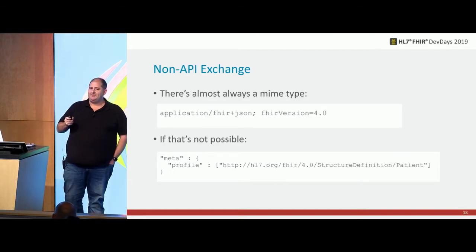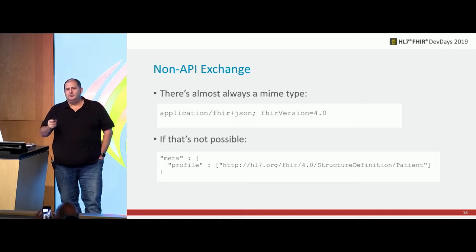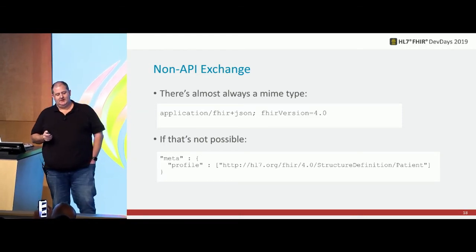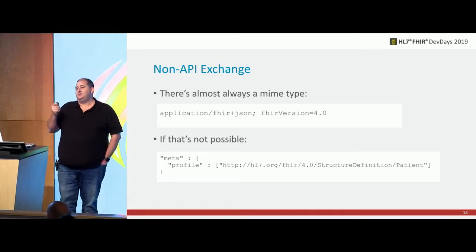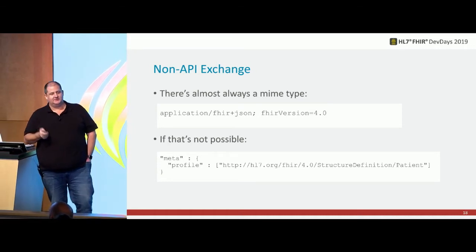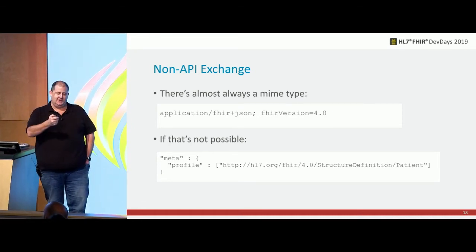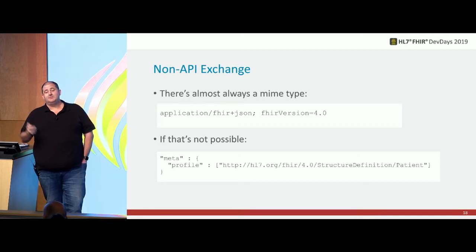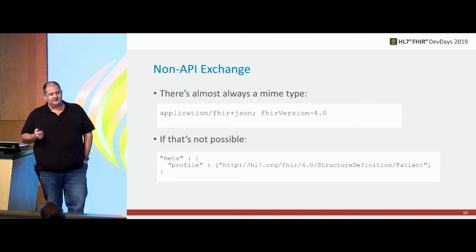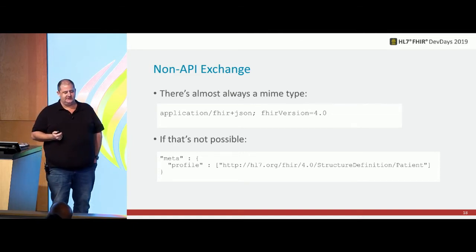Okay, now if you're doing non-API exchange, there's almost always a MIME type. Almost always, and if there's a MIME type, use a FHIR version parameter. If you're embedding FHIR inside a V2 message, which happens in a few places in the world because you've got a V2 framework and you need to push FHIR content around, you've got a MIME type in the ED data type. If you're using EBXML or using Direct or whatever, you've got a MIME type. So you can use the FHIR version parameter to tell the recipient what version of FHIR it's receiving.